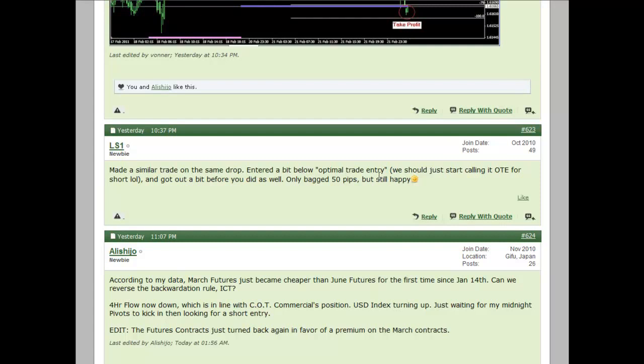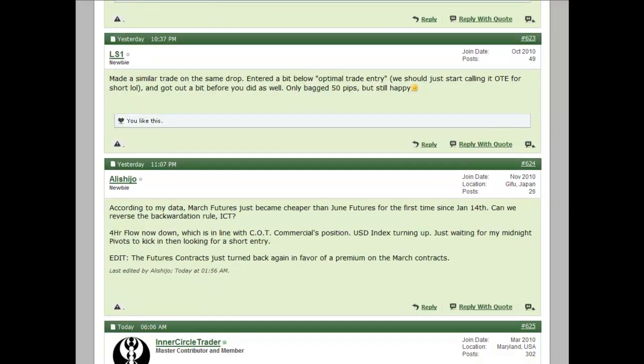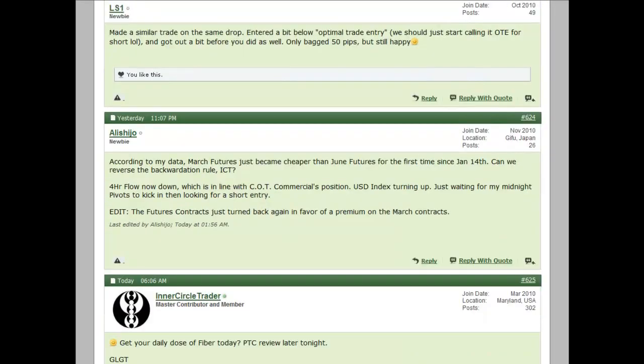LS1. Okay, excellent. 50 pips, man. You cannot go wrong with that. 50 pips is a nice haul. So kudos to you for that. And yeah, that's a good idea, going with OTE as an abbreviation. I think most of us can follow along and know what that means.